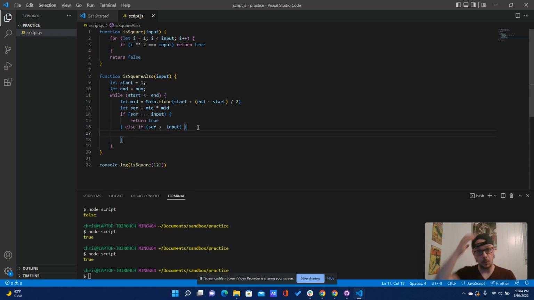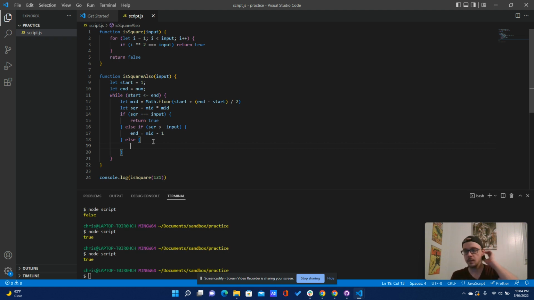And if the square is greater than the initial input, then we have to decrement the end point. So we'll say end equals mid minus 1. And then we could say else if here square is less than. We're not going to though, because square is either going to have strict equality, be greater than, or be less than. We don't need to check to see if it's less than. Else, start equals mid plus 1. So what's going on here?